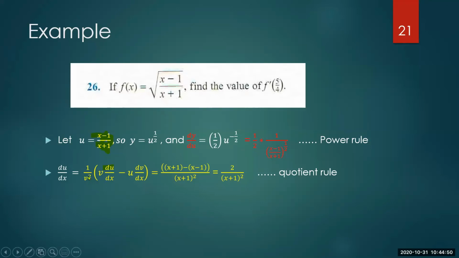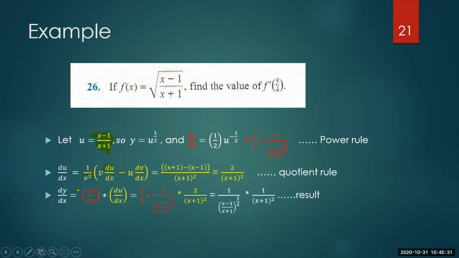So anyway, from the quotient rule, we've got our 1 over v squared, so that's (x plus 1) squared under the line, and over the line we've got v du/dx. So the du/dx is equal to 1, and so v times du/dx is simply x plus 1, and u dv/dx then similarly becomes x minus 1, and so du/dx works out as 2 all over (x plus 1) squared. That's again using the quotient rule.